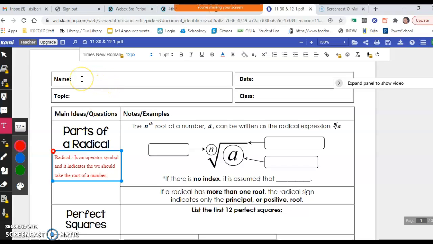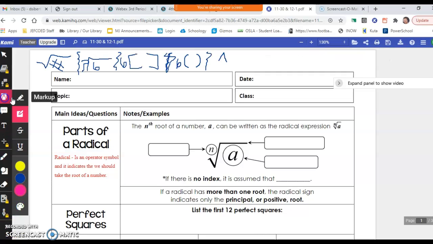Now, there are many other operator symbols, guys. When we hear operator, a lot of times you think of operations: add, subtract, multiply, divide. We're going to look at some other operator symbols in just a little bit. You should be familiar with the square root, division, brackets, parentheses, exponent. Now we're going to start actually looking at the different parts of a radical.